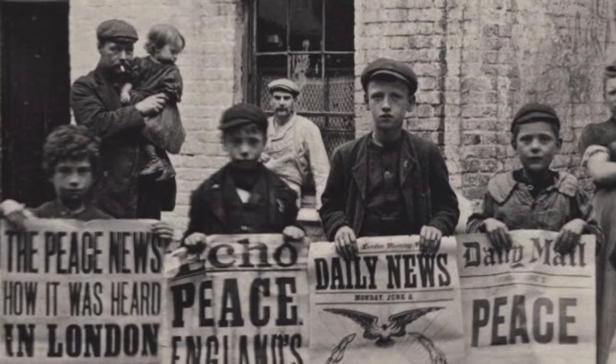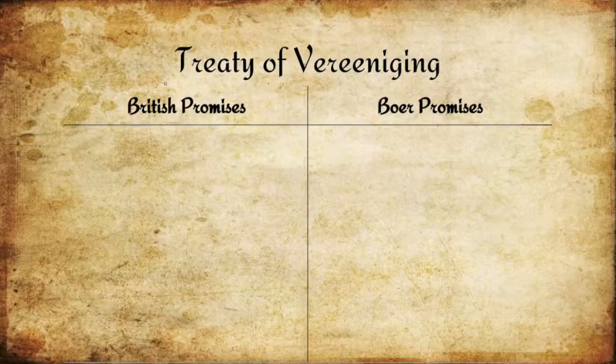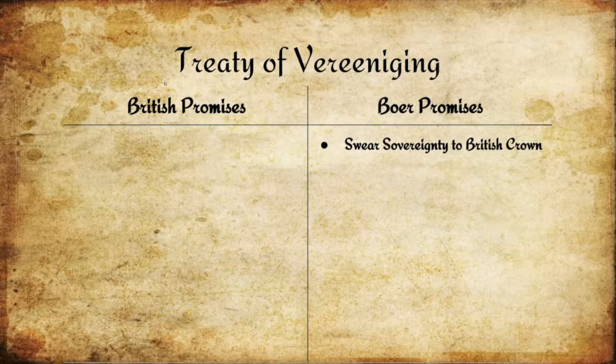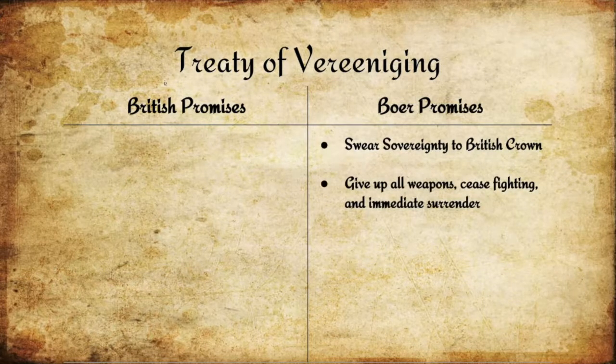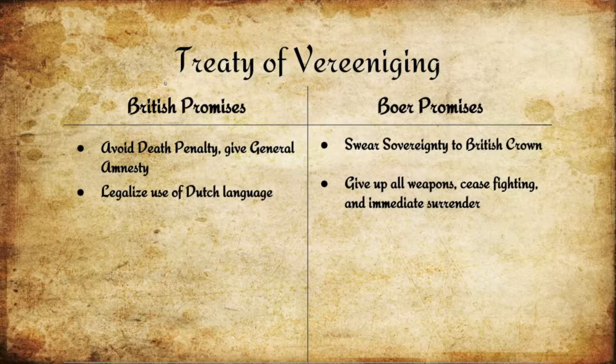The Second Boer War officially ended in May of 1902 with the signing of the Treaty of Vereeniging. It required all Boers from both states to give themselves up, swear allegiance to the British Crown, and disarm themselves. In return, the British avoided the death penalty for war crimes, gave general amnesty to the Boers, allowed the usage of Dutch in schools and courts, and provided over £3 million for reconstruction of houses and farmland.